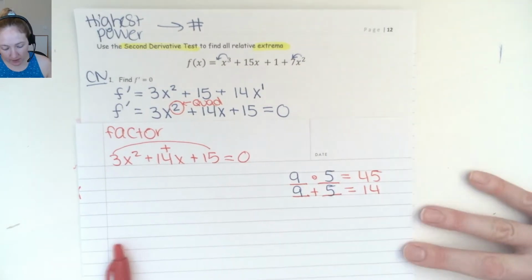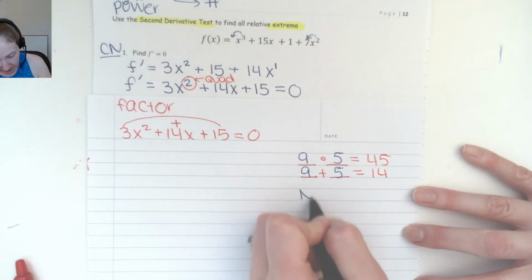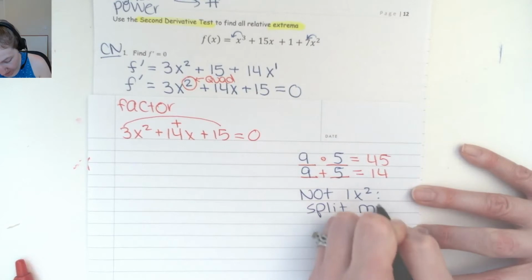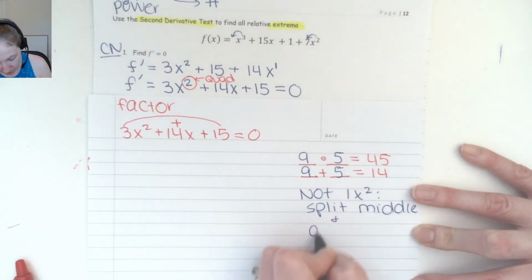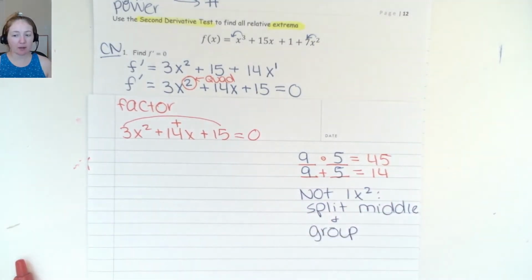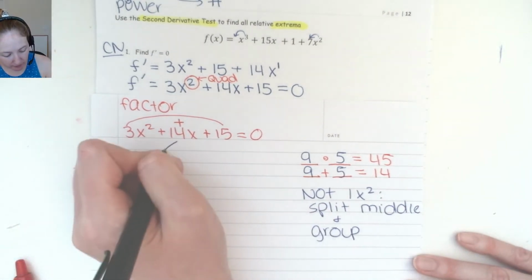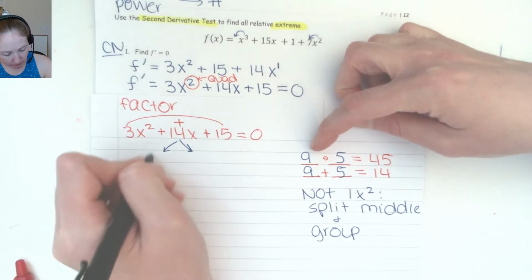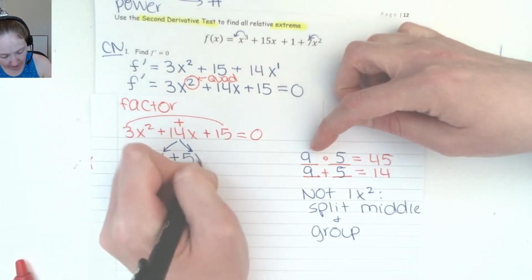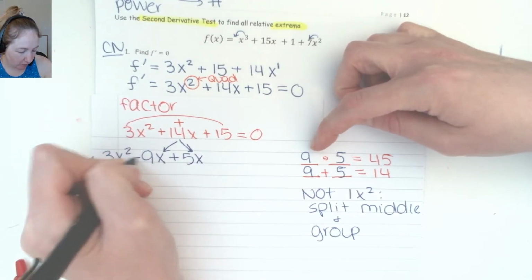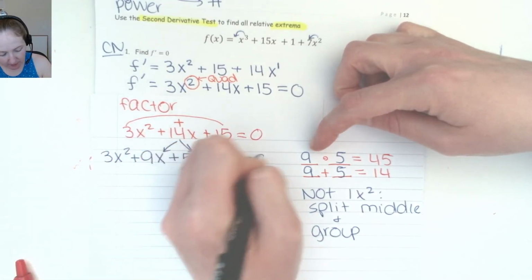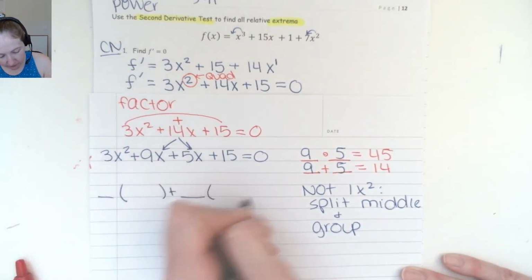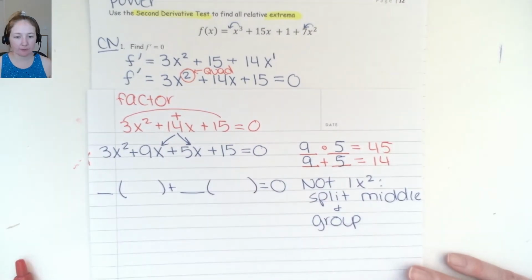Now, keep in mind, anytime it is not 1x squared, we need to split the middle and then group. So it's not as simple as just plopping down the numbers. So what we'll do is we'll split this 14x based on this combination. So that will be 9x plus 5x, and then the 3x squared comes down and the 15 comes down. Then we do our grouping. So GCF plus what's left over, GCF, what's left over.